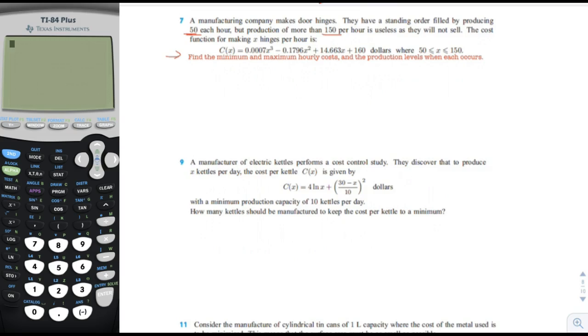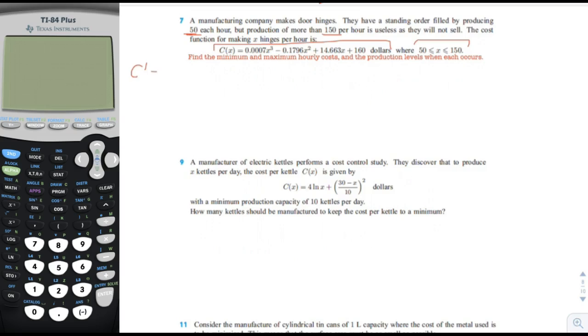The cost function for making X hinges per hour is this function here. And of course, it's valid between 50 and 150. And they're saying, find the minimum and maximum hourly costs. When is C maximum, when is C minimum? And say what the value is for the production level, which would be X, the number of hinges you make, when each occurs. Of course, we're going to take the derivative.